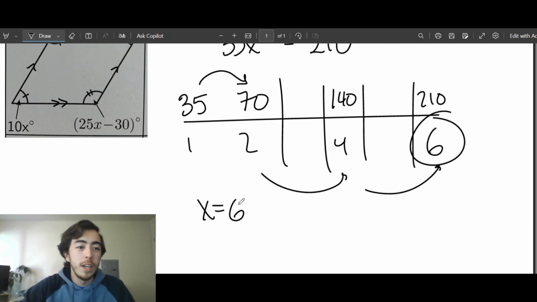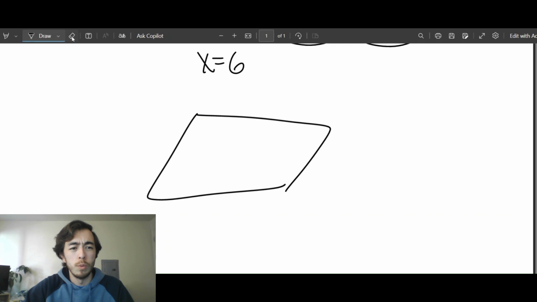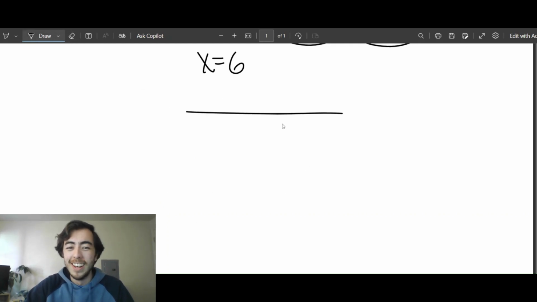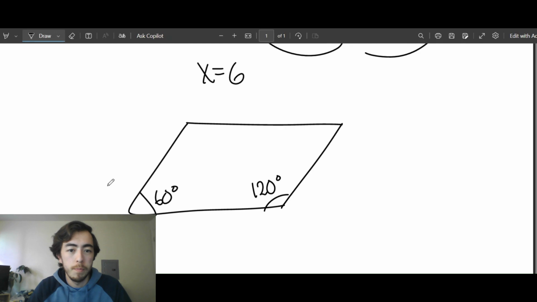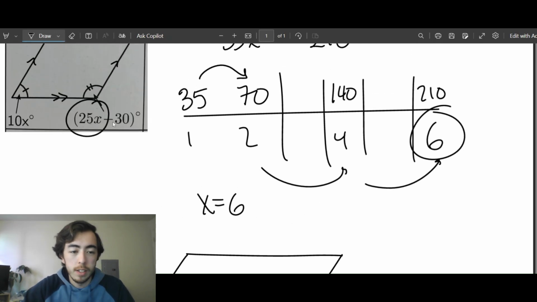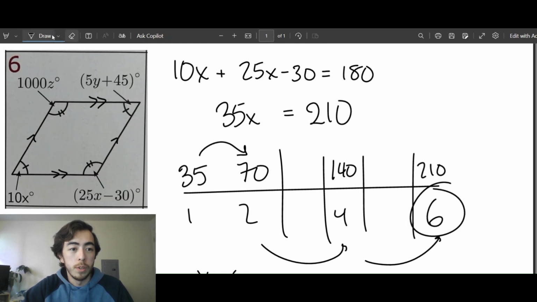And then just to solve for the other ones, just to learn a little bit more about this diagram, it looks like this angle right here has to be 60 degrees because it's 10. Ooh, that's not a parallelogram. Let me try again. 10 times x, and x was 6. So this one was 60 degrees. That means that this one was 120, but let's just double check. If we plug in a 6 here, we get 150. And then minus 30, we get 120. So this angle right over here is also 120 degrees.